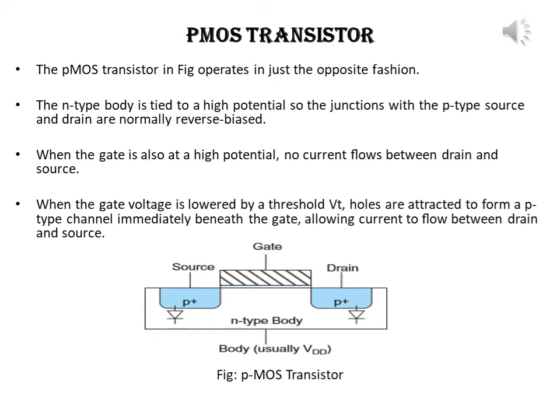So the threshold voltages of the two types of transistors are not necessarily equal. So we use the terms VTN and VTP to distinguish the NMOS and PMOS thresholds.